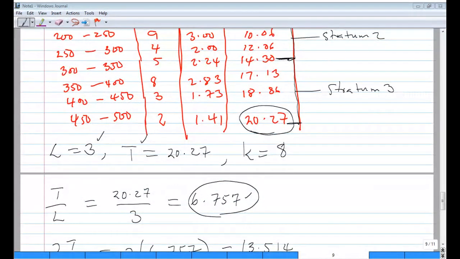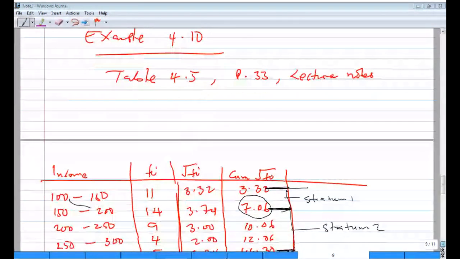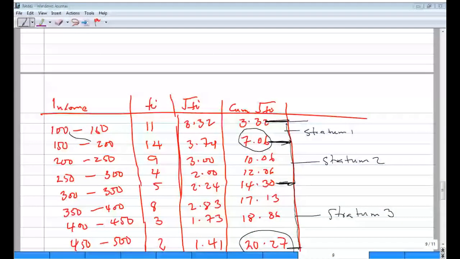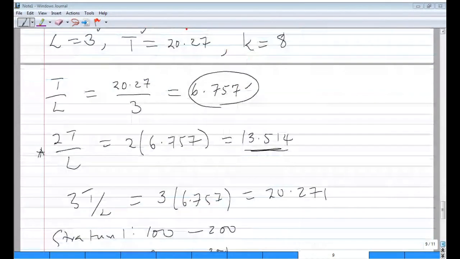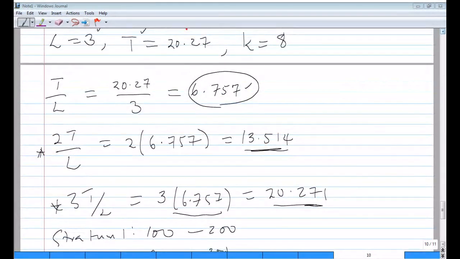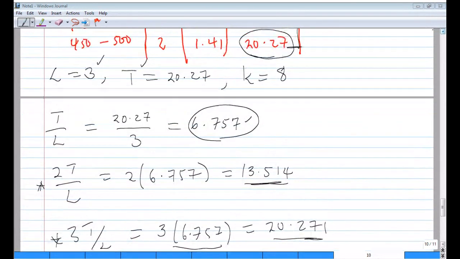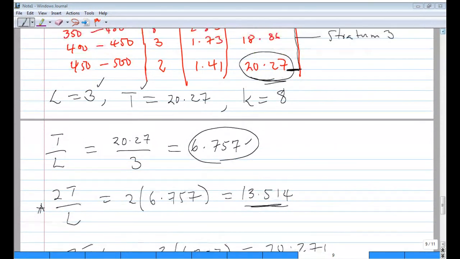Then we continue because we realize that if we stop here, we are going to have only 2 strata, and we need 3 of them. So that is why we continue to use this formula now, 3T over L, which is 3 times this one, and the value is this one. And we look for the value that is very close to that. And we realize that it's the last value, it's the total. Then we draw a line or a bound close to that value.